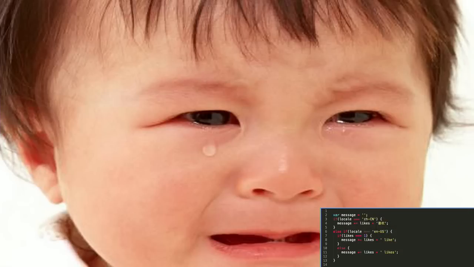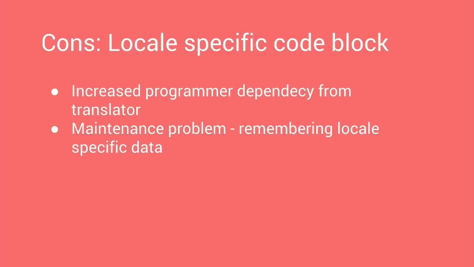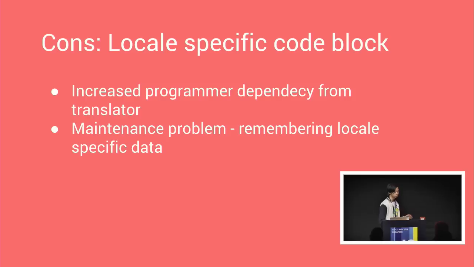because we have locale dependent code blocks. And it's bad, because a translator needs to depend on a programmer to translate anything. And it's also bad, because a programmer needs to know locale specific data, which in the pluralization case means remembering or memorizing plural rules. And remembering plural rules for one or two locales might be fine, but try to remember plural rules for three or more, which is very hard. And having locale-specific code blocks just makes your code base much more complex.